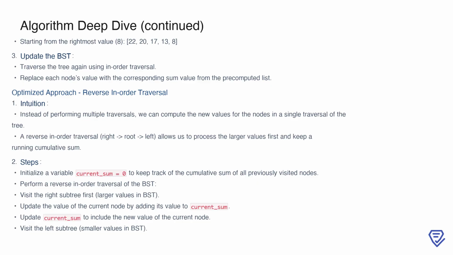During the traversal, we first visit the right subtree to process the larger values, then update the current node's value by adding its original value to current_sum. After this, we update current_sum with the new value of the current node. Finally, we proceed to visit the left subtree, which contains smaller values. This approach ensures that each node is updated in a single pass through the tree, eliminating the need for additional traversals or external data structures.